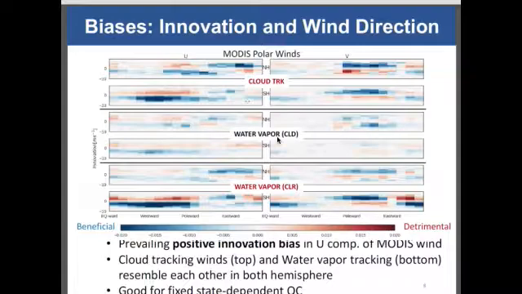So, for example, here in red we show the detrimental impact, and blue again is the beneficial observations. We divide the MODIS winds into three types: cloud track winds, water vapor tracking winds in a cloudy sky, and water vapor tracking winds in a clear sky. And we divide them into the U component, V component, and both, on each hemisphere.